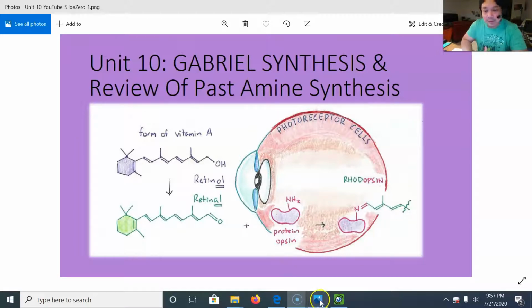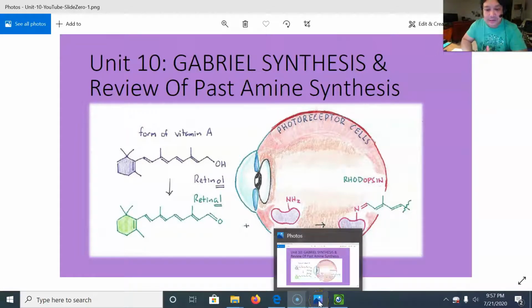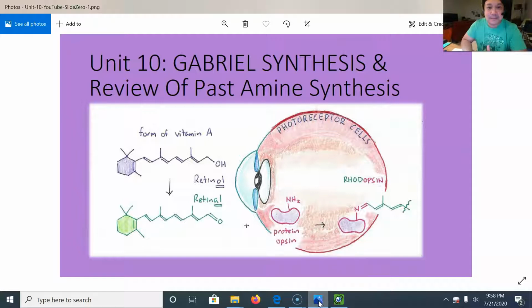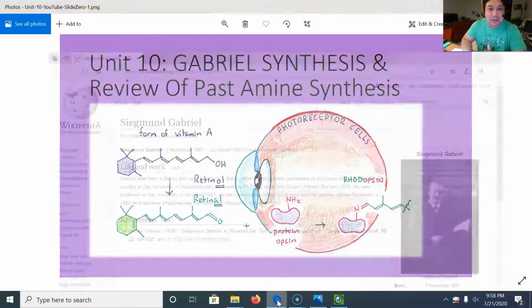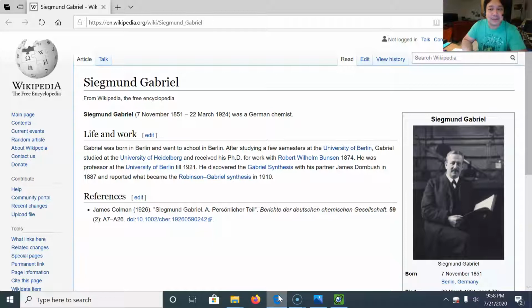Now, Gabriel, they're referring to Sigmund Gabriel, German chemist. So there is no relationship to me. And this synthesis was discovered in the late 1800s, but it's still pretty useful, and I know several people who still use this method to make primary amines.